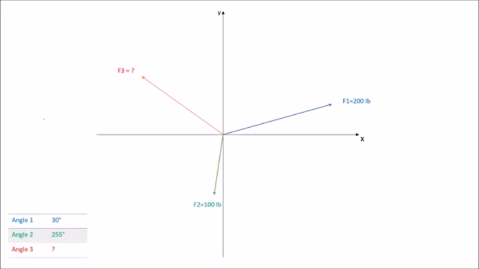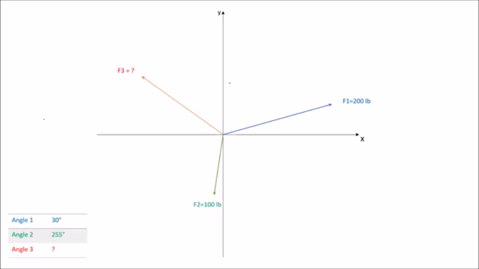We have a point mass centered at the origin of our coordinate system right here. And we have our first force of 200 pounds applied to that body at an angle of 30 degrees from the positive x-axis. Our second force of 100 pounds is applied at an angle of 255 degrees from the positive x-axis, or we can say it's an angle of 75 degrees from the negative x-axis by subtracting 180 degrees. And finally, we have our third force, and we don't know the magnitude or the direction of this force. That's something that we're going to need to find.